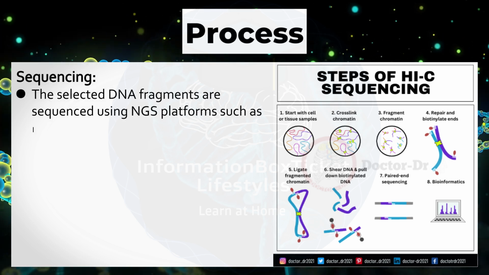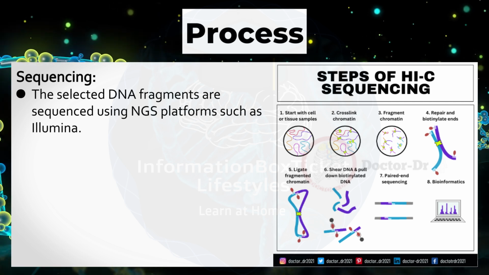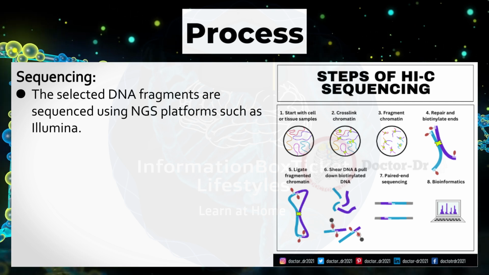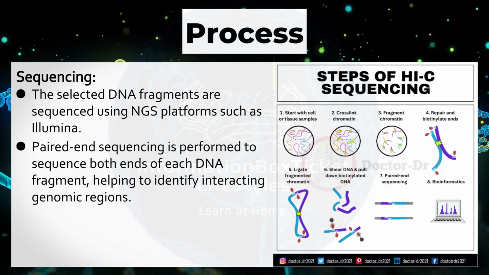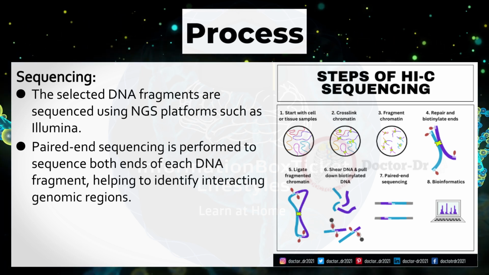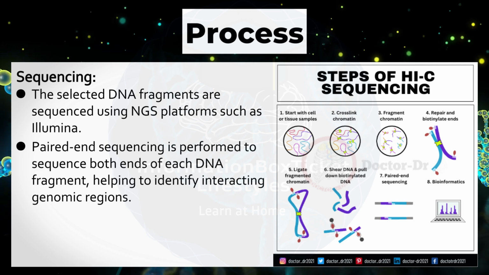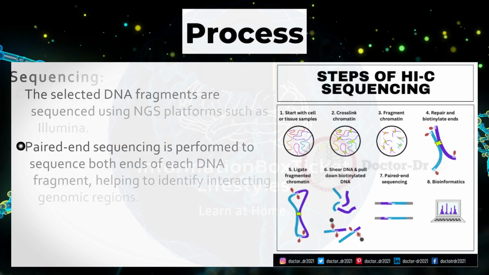Sequencing. The selected DNA fragments are sequenced using NGS platforms such as Illumina. Paired-end sequencing is performed to sequence both ends of each DNA fragment, helping to identify interacting genomic regions.